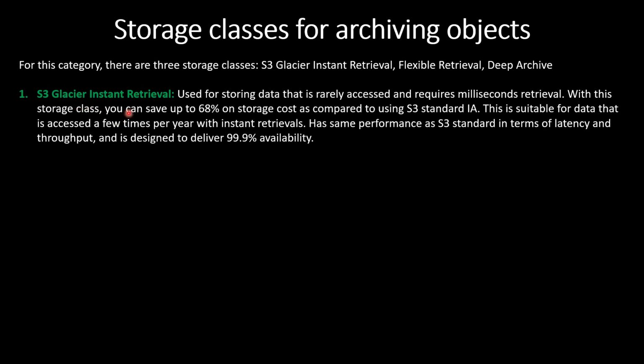First is S3 Glacier Instant Retrieval. This storage class is used for storing data that is rarely accessed and requires millisecond retrieval. With this storage class you can save up to 68% on storage cost compared to S3 Standard-IA, which we saw in the last slide. This is suitable for data that is accessed a few times per year with instant retrievals. It has the same performance as S3 Standard in terms of latency and throughput and is designed to deliver 99.9% availability.